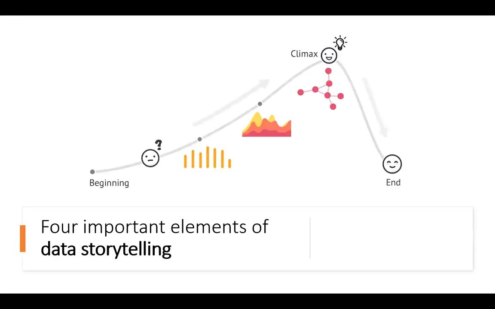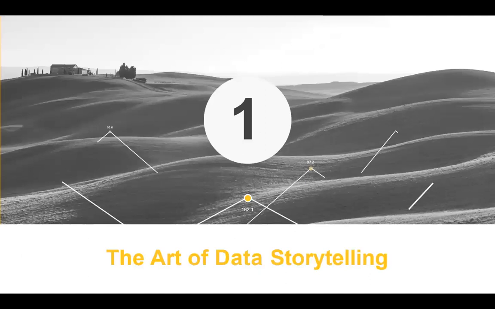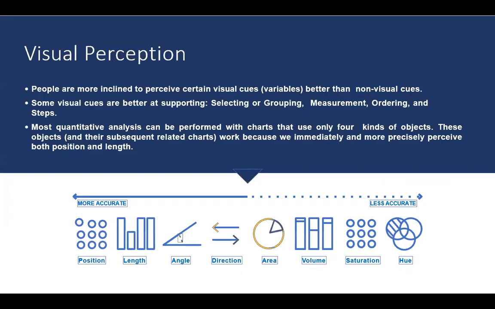Now, whenever we do storytelling, there are four important elements to take care about. Number one is the way it's done, right? That's why we call it the art of storytelling. So the way it's done. Now, in the way it's done, visual perception plays a key role, because the more accurately you represent something, the more accurately somebody's going to understand.